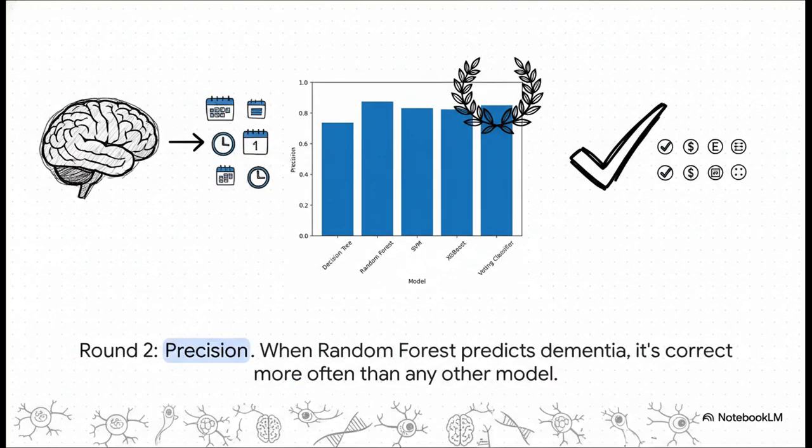For our second round, we're looking at precision. This one's super important. It asks, when the model predicts that someone has dementia, how often is it actually correct? This is all about avoiding false alarms. And would you look at that, once again, Random Forest takes the top spot. Its positive predictions are the most trustworthy in the entire group.